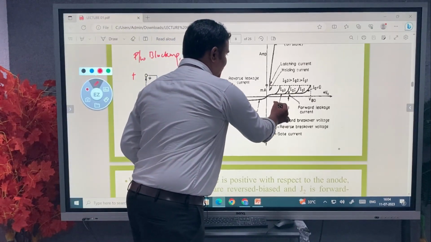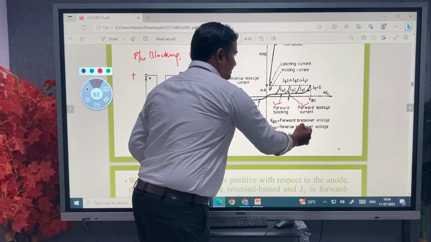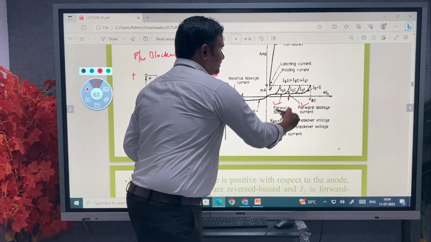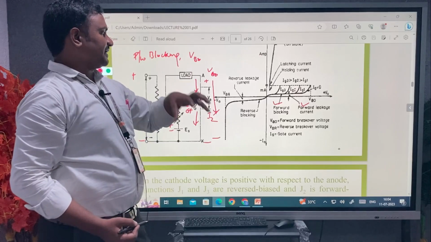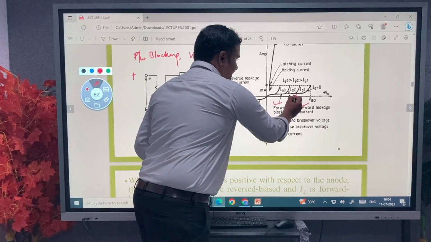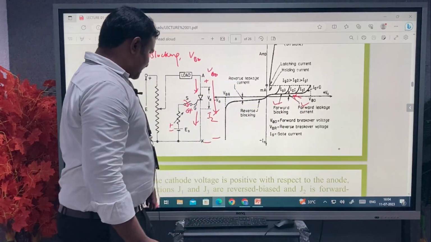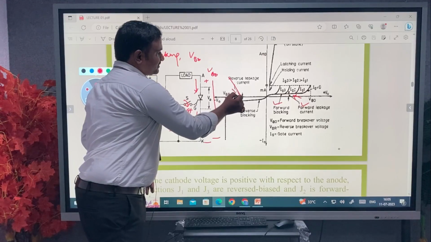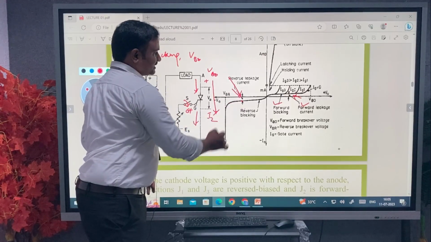So there are the forward blocking state, forward current, and forward leakage current. This is in the forward blocking state only, where due to minority charge carriers we have some minor forward leakage current in this period. And during the reverse blocking state, there is a reverse leakage current due to the minority charge carriers.